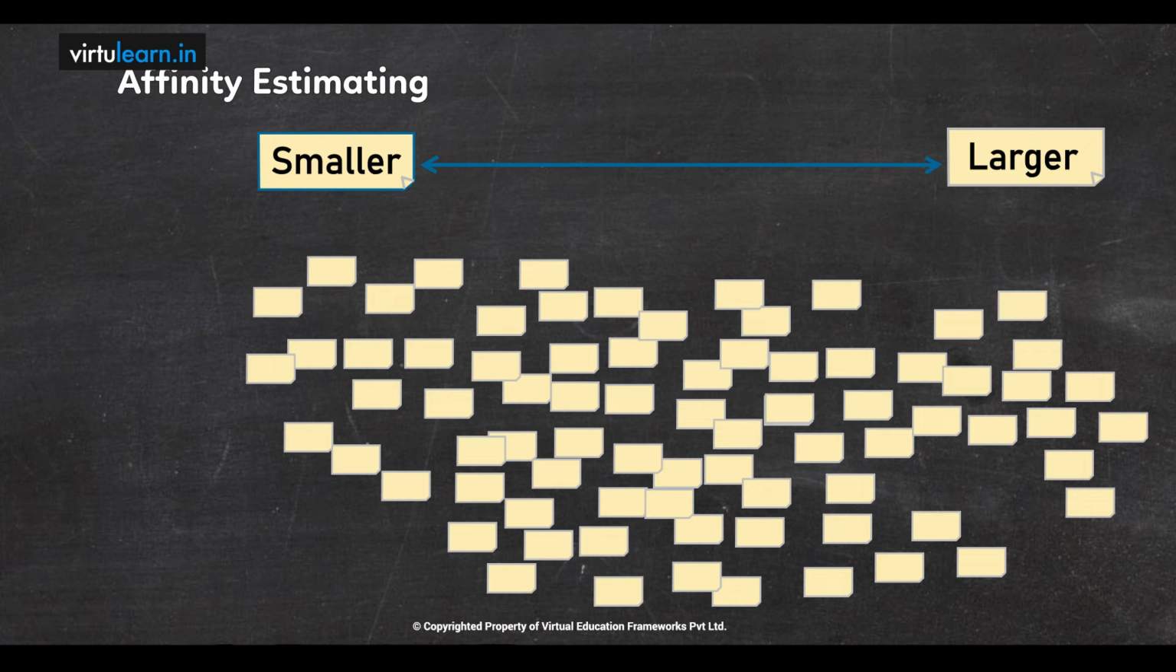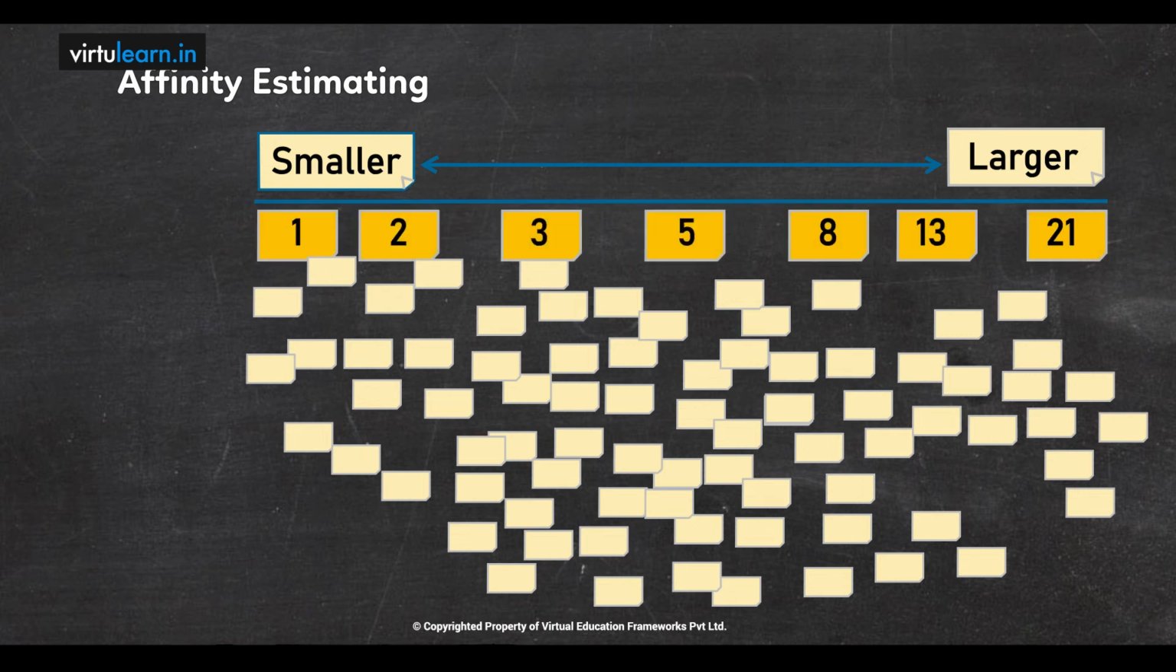Now we will put the Fibonacci numbers on top of the wall. Say if we are using Fibonacci numbers like 1, 2, 3, 5, 8, 13 and 20 or 21, we'll put those numbers on the top.